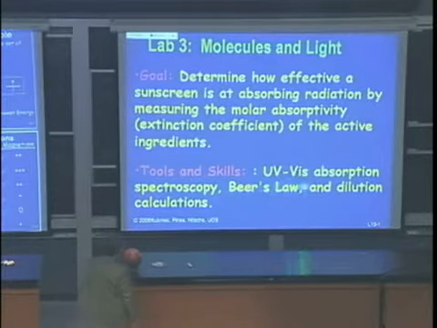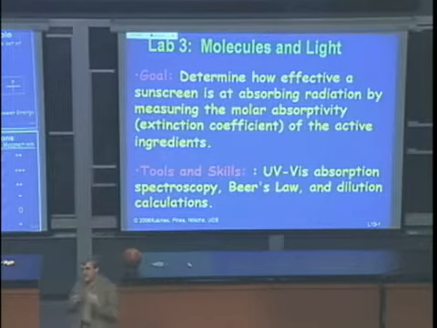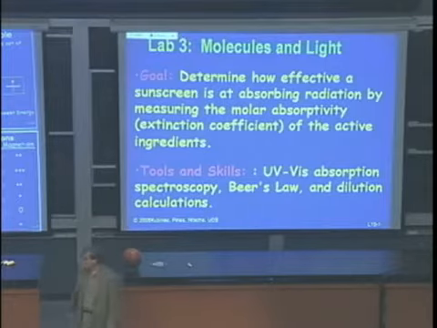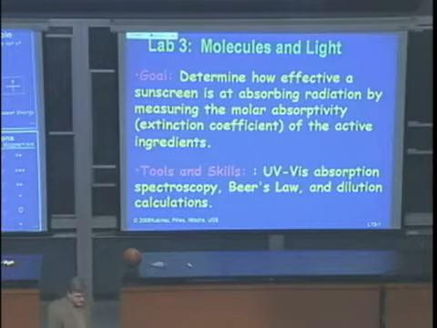Beer's law, this is the law that gives you the relation between the absorption, the length of your cell, the concentration, and the molar absorptivity. A equals epsilon times L times C. And then you also need to do dilution calculation.